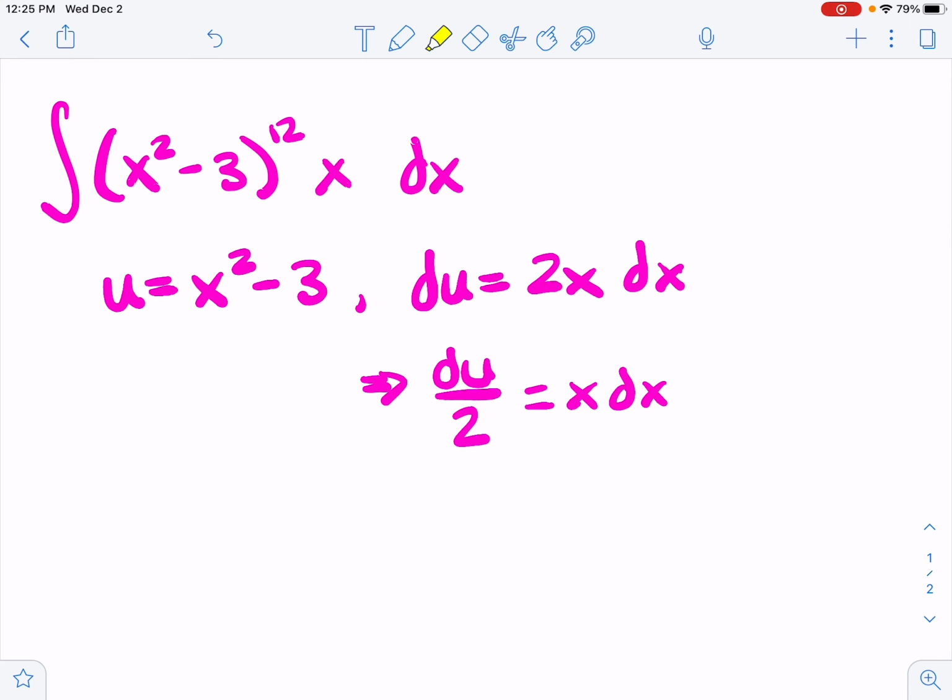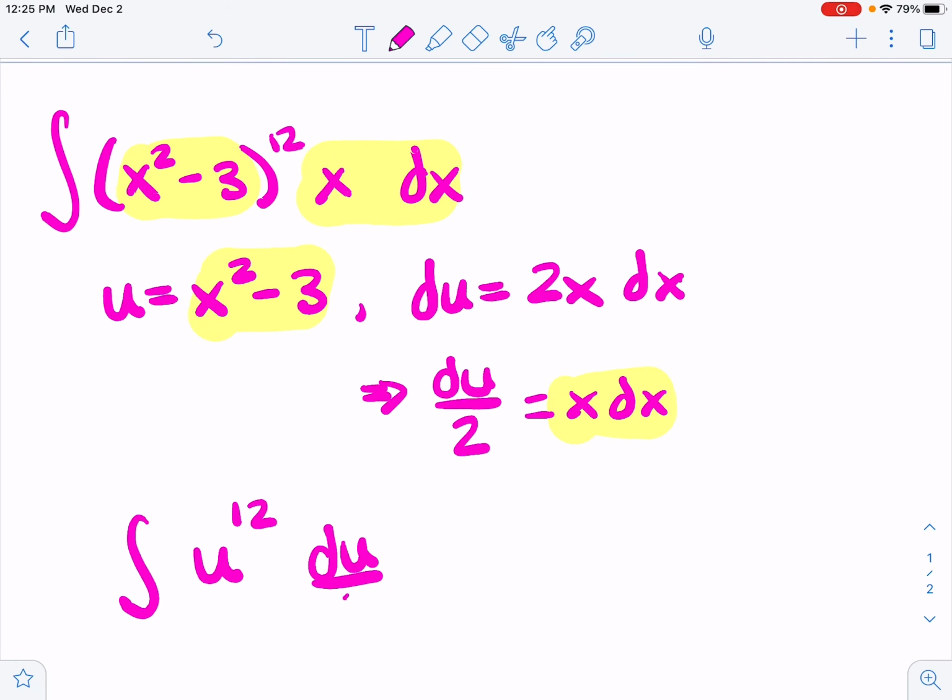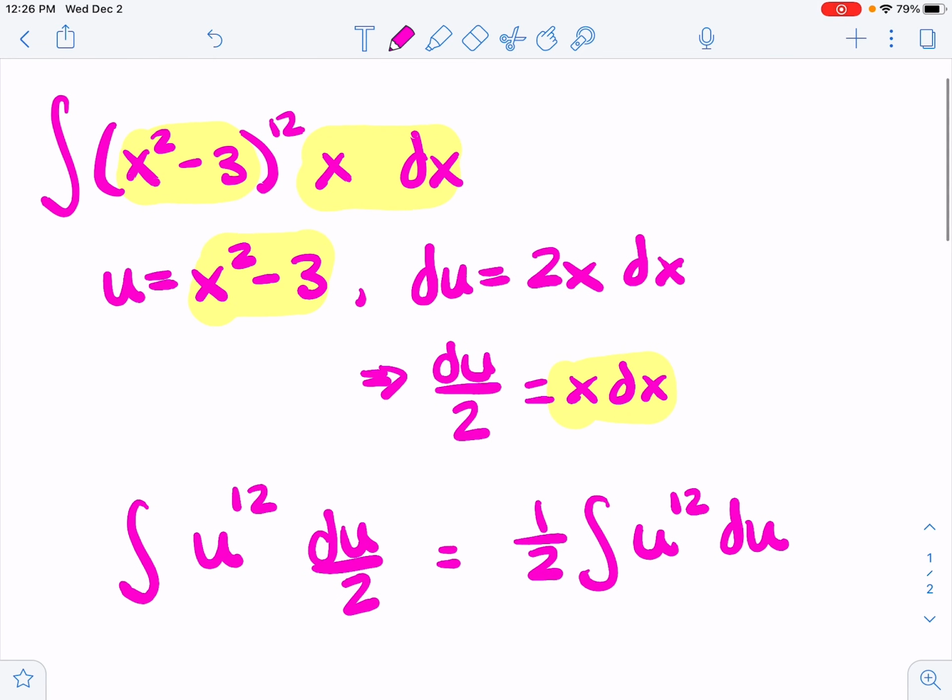So we have an x dx, which we can use to replace an x dx. We have an x squared minus 3, which we can use to replace an x squared minus 3. And we end up with an integral of u to the 12th. That's x squared minus 3 to the 12th. x squared minus 3 is u, so we replace that with a u. And then x dx, we see, gets replaced with a du over 2. So we have 1/2 integral of u to the 12th du. And we've done the substitution. The substitution is complete when the integral that used to involve x's and dx's now involves only u's and du's. So now it only involves u's and du's.